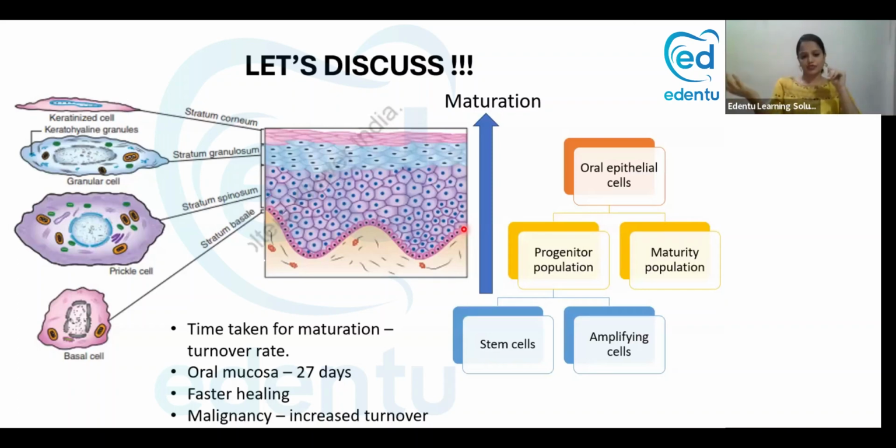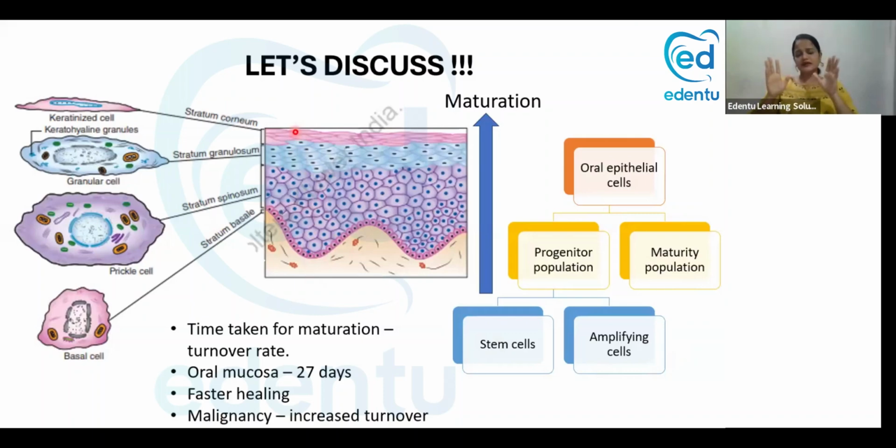In case of the other population, the amplifying cells, they are also basal cells, but they will get converted into the maturity population. These amplifying cells will start moving from the basement membrane. They will jump to the next level, the spinosum, and be in the spinous layer for some time. Then they will jump to the granulosum, stay there for some time, and then jump to the corneal layer, and finally they will be shed off.